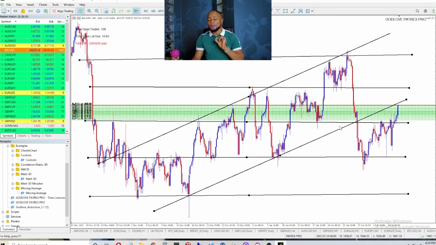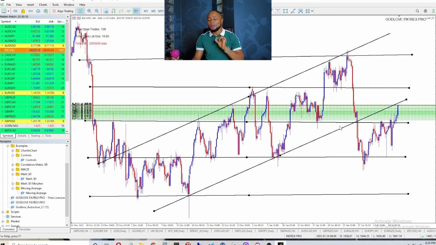Now we've known our zones on a higher time frame. I was also able to spot this particular channel almost a month ago, because you can see this is the 3rd of December right here. About a month ago, I've been trading this particular channel. You can see this is the uptrend. This is my lower channel. This one, this one, this one.